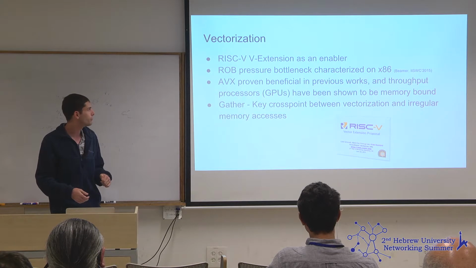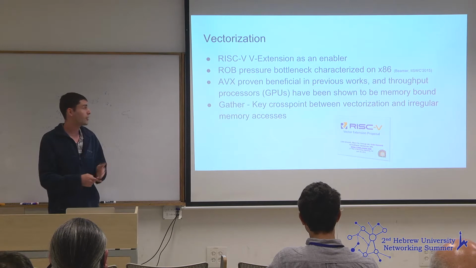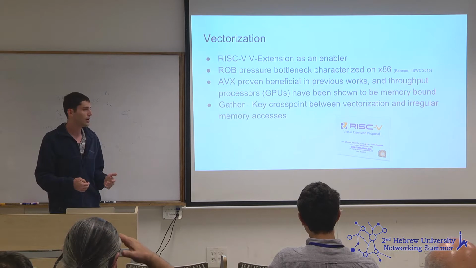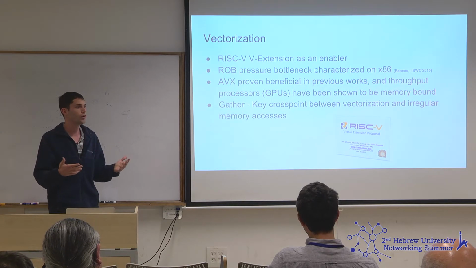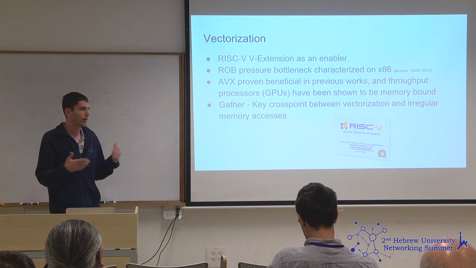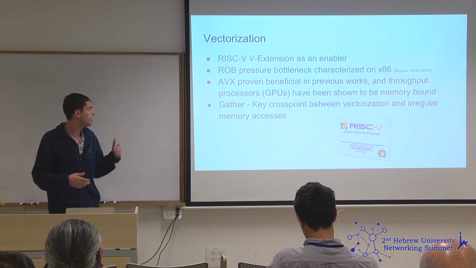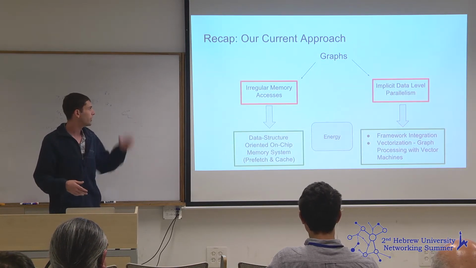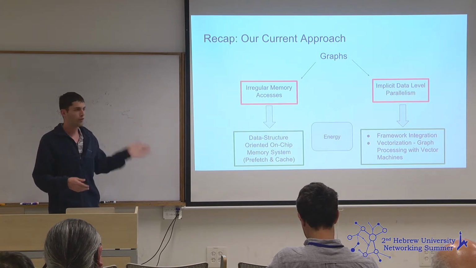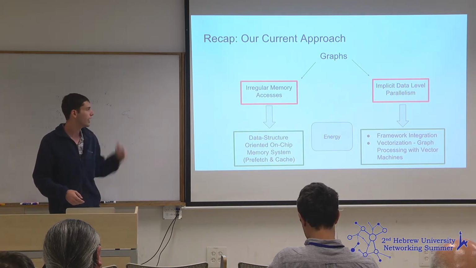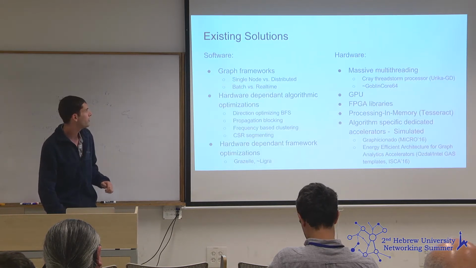So there was register pressure characterized on x86 Ivy Bridge. A bunch of other papers proved AVX is very beneficial. GPUs have been shown to be memory bound, and gather is the real key cross point between the sparse data structures and the actual packed vectors that you need, and it's an area we need to focus on. So just a recap of our current approach for the irregular memory accesses: prefetching and partition caching. For the implicit data level parallelism: integration with a nice framework, and vectorization using the RISC-V vector processing.